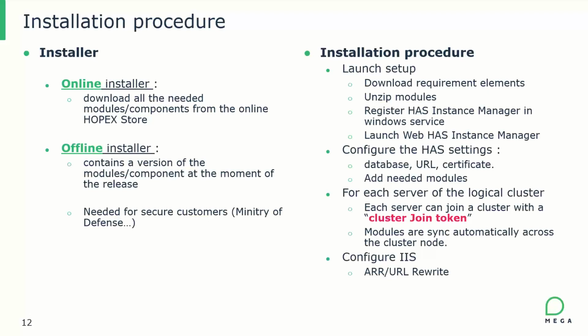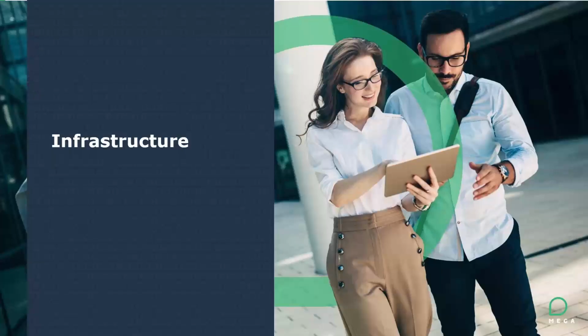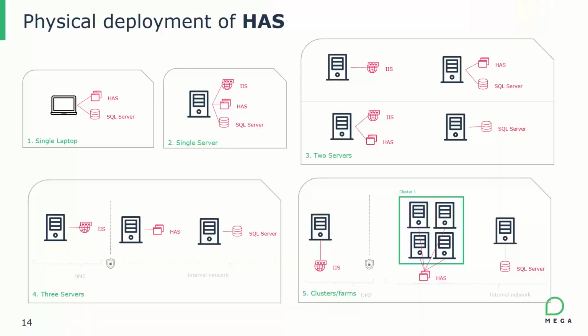A quick word on the infrastructure. So here, what I presented is obviously the logical architecture. If we think about how you can deploy it from a technical point of view, you have as many combinations as there might be possible in a 3-tier architecture. The most simple is a single laptop, which means that you have IIS, HAS and the SQL Server on your laptop. You don't necessarily need to configure IIS and it will work.